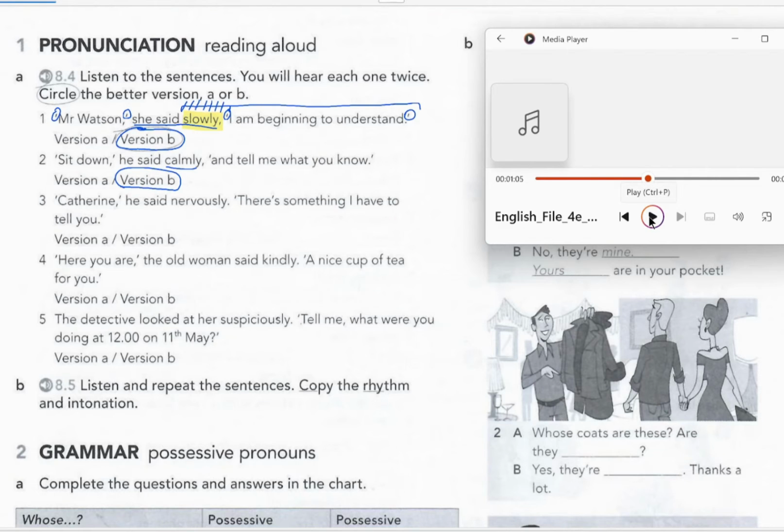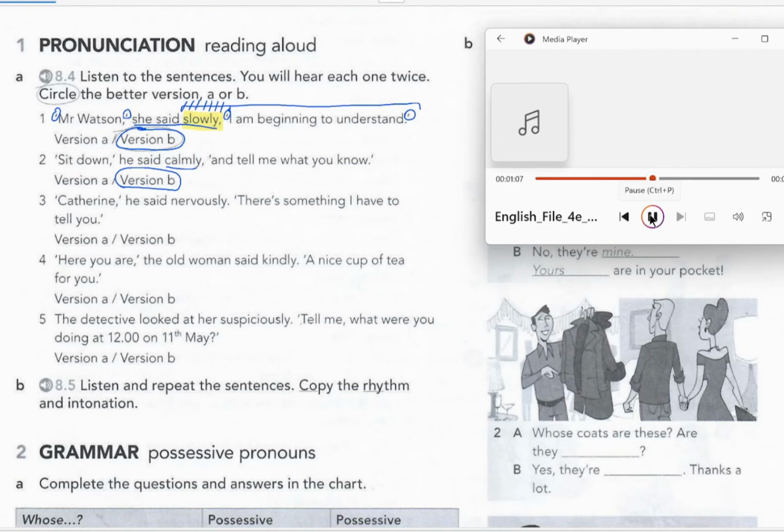Okay, if you listen to the tone, the way that he says it, there is some nervousness. He is worried a bit. This is nervous. So version A is a very good answer. But let's double check version B now.